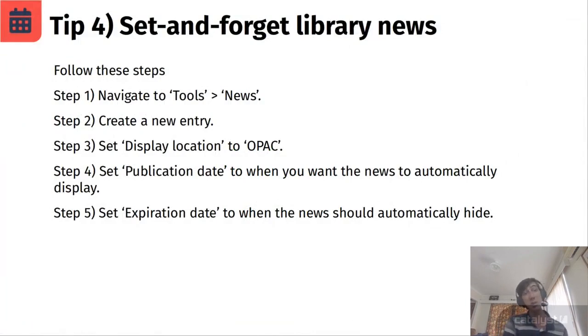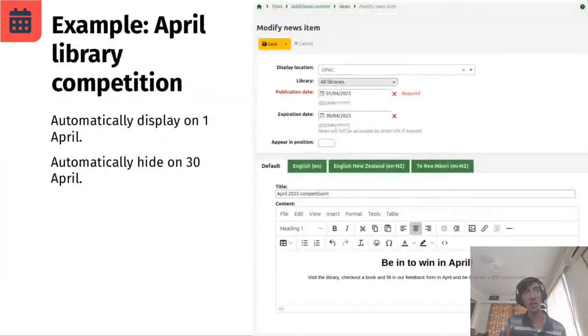So a nice example of this is if you have an April library competition, you're trying to drive engagement with the library. In this example here, I've just got a little news item, be in to win in April. It's going to automatically display because my publication date is the 1st of April and it's automatically going to hide on the 30th of April.